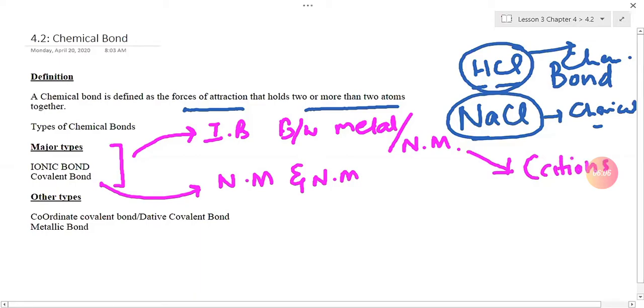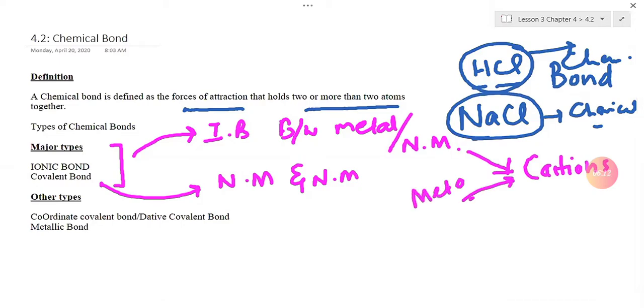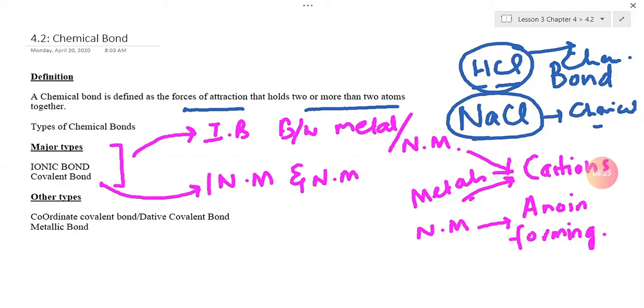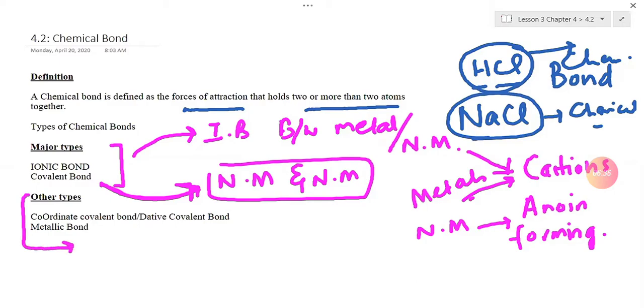In ionic bonds between metal and non-metal, metals form cations and non-metals form anions, and these are held together by ionic forces of attraction or electrostatic forces of attraction. Whereas covalent is between non-metals and non-metals. There are two other types, coordinate covalent bond, which is also called the dative covalent bond, and metallic bond. We'll also talk about them by the end of this lesson.